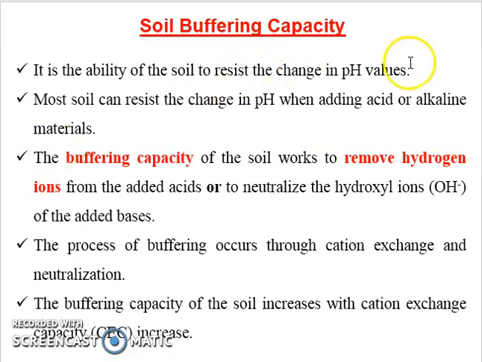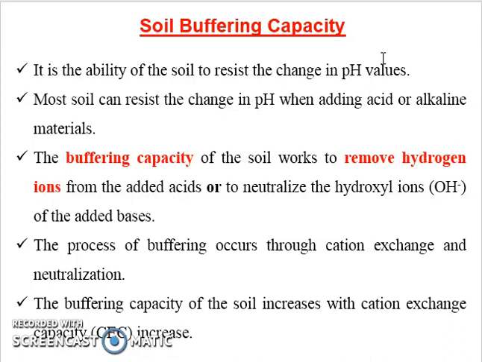What is the meaning of buffering capacity? May I ask you the meaning of soil buffering capacity? The soil buffering capacity is the ability of the soil to resist the change in the pH value. Most soils can resist the change in pH when adding acid or alkaline material. The buffering capacity of the soil works to remove hydrogen ions from the added acid or neutralize the hydroxyl ions of the added base.